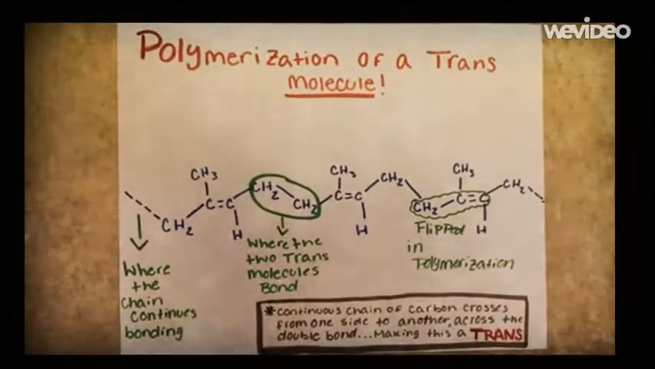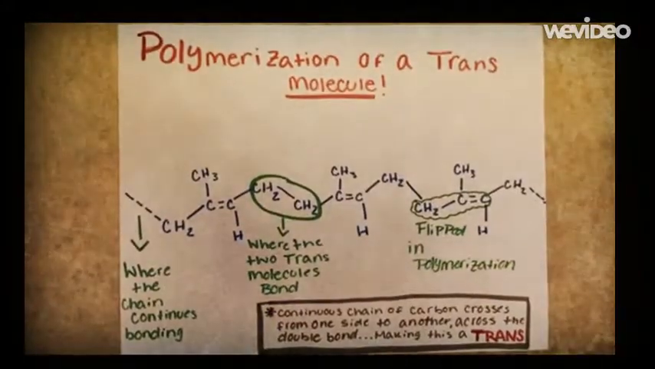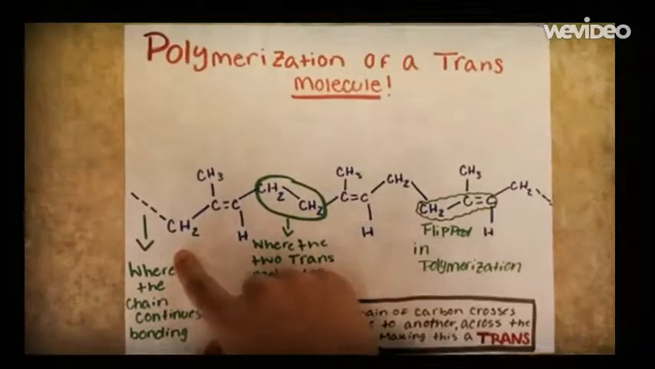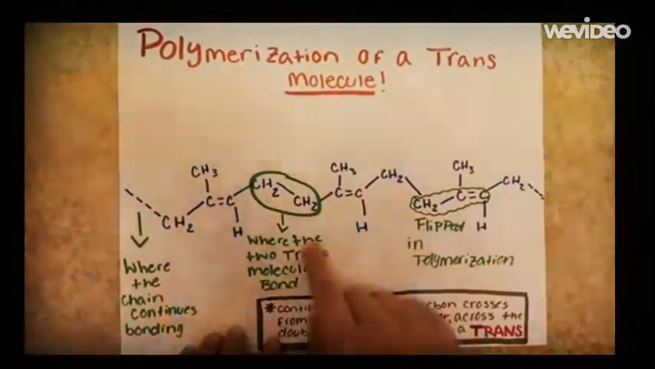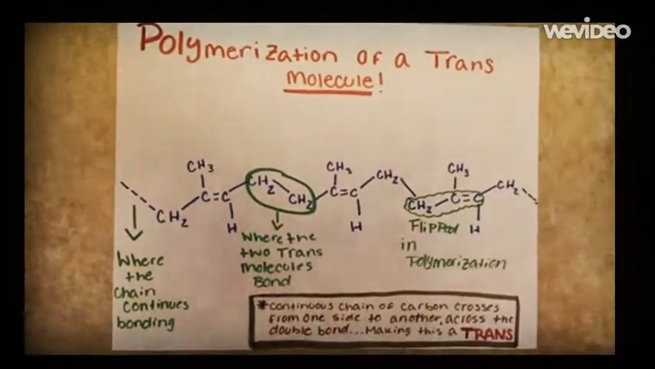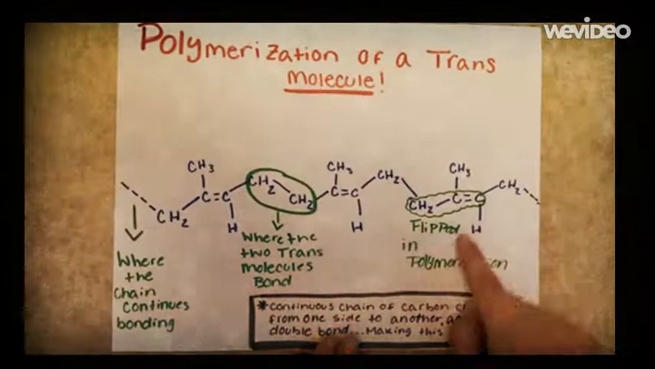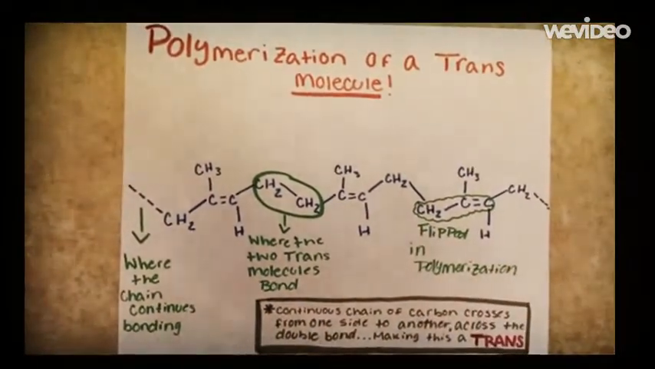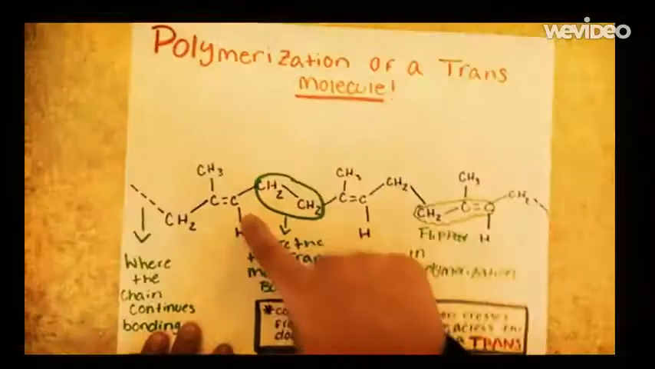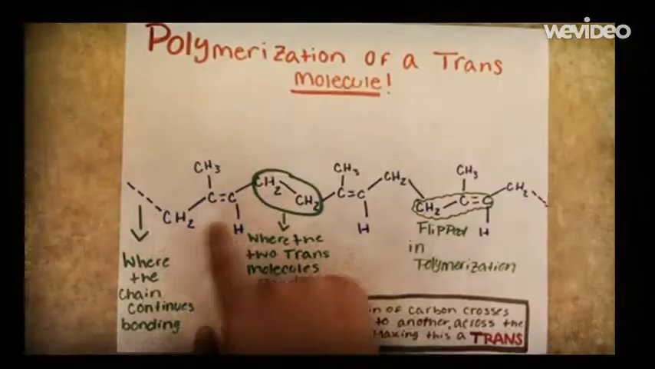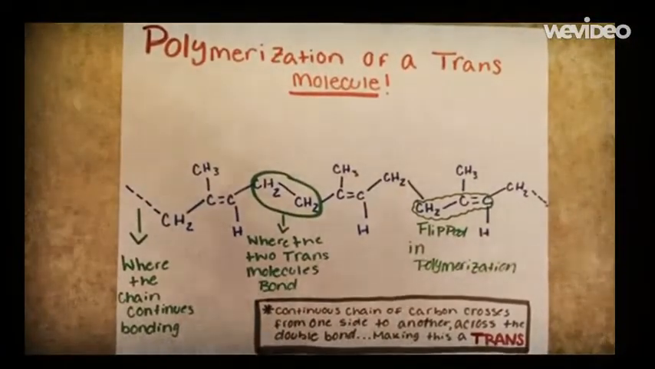The polymerization in a trans molecule is pretty much the same as a cis molecule. It continues bonding off the CH2. It bonds at the CH2. The only real difference is it is flipped. So the continuous chain of the carbon atoms crosses from one side to the other across the double bond, making this a trans molecule.